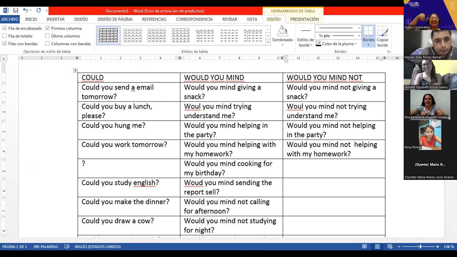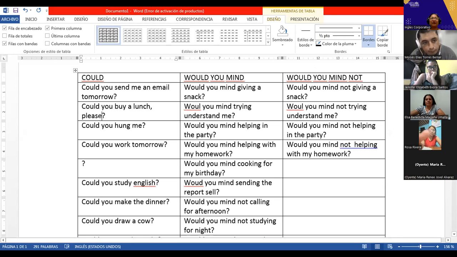I'm sorry. Okay, what they did, they separated by different structures. Okay, good. It says, could you send... en el primero, could you send, ¿a quién le van a enviar? Could you send me, could you send her, could you send him, ¿a quién se lo van a mandar? Okay, could you send me an email, tomorrow. Could you buy a lunch, please? Ahí sería nada más. Could you buy lunch for me, please? Ahí le quitamos la A a lunch, solo lunch, okay?